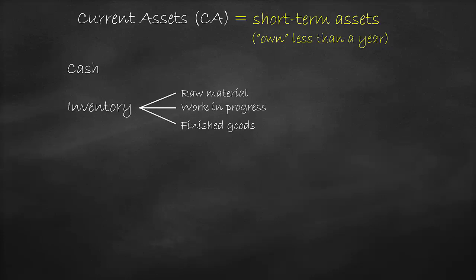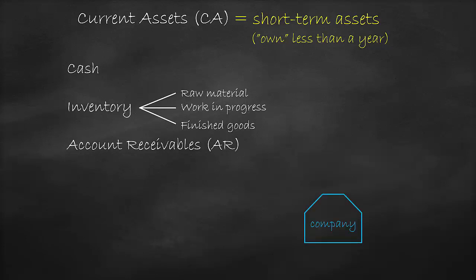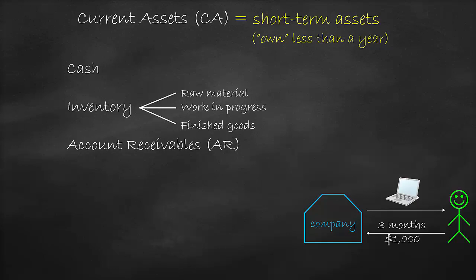Other examples of current assets include accounts receivables. As an example, let's assume we have a company that sells laptops and the company sold the laptop to a customer named Mark on credit. Because he paid on credit, Mark will pay the price of the laptop of $1,000 in the future. From the company's perspective, the company will receive this amount of $1,000 or this account in the future. Therefore, we call it accounts receivables. Essentially, it is when a company sells a product on credit and it will receive the money in the future at some point of time.